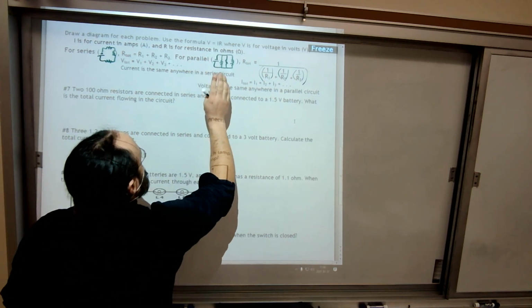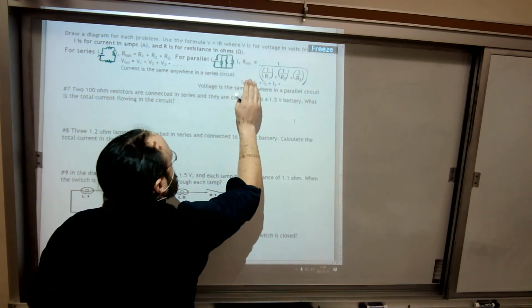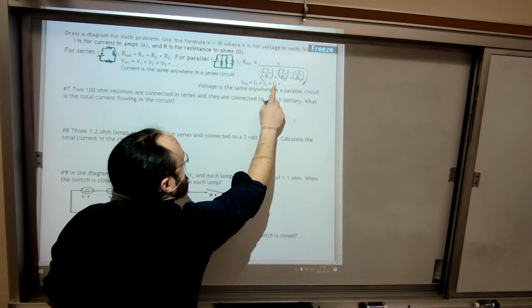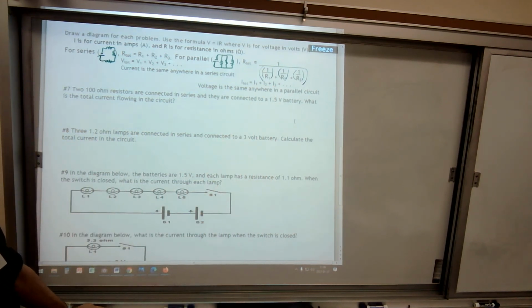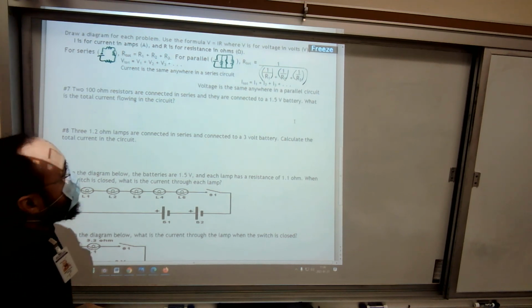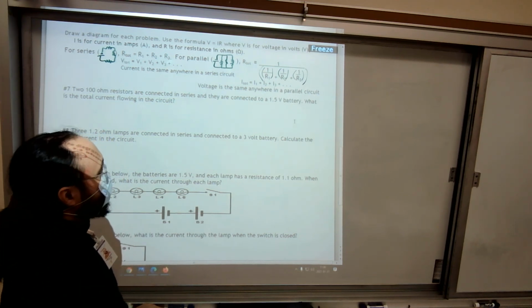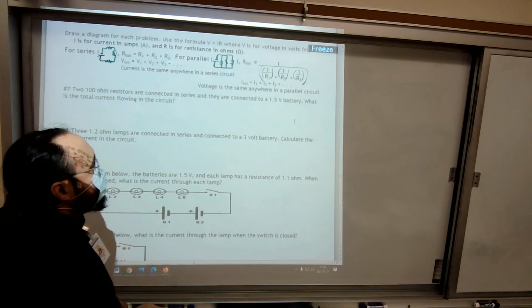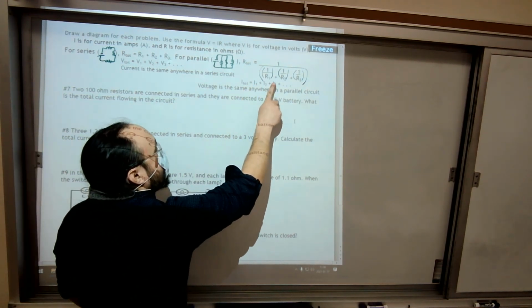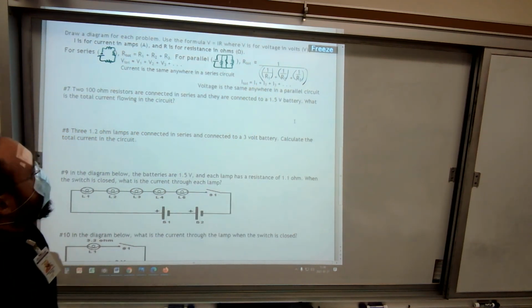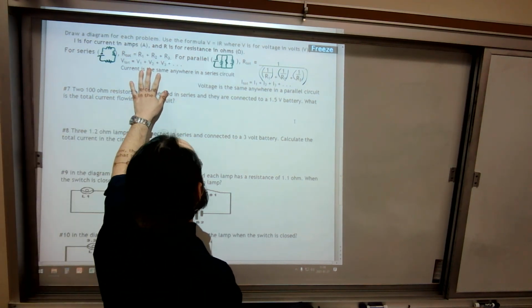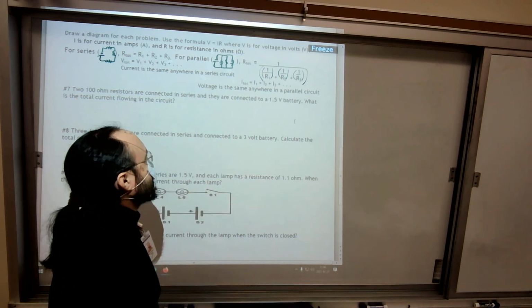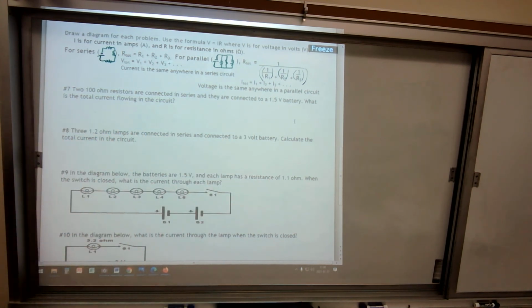And for parallel, so current's the same anywhere in series, but in parallel, current is split up between all the different components. So in a parallel circuit, if you got 5 little light bulbs and the total current is 5, then each light bulb gets 1 amp of current. And so current's the same anywhere in a series circuit, but voltage is the same anywhere in a parallel circuit. And we'll see more about how this works tomorrow.